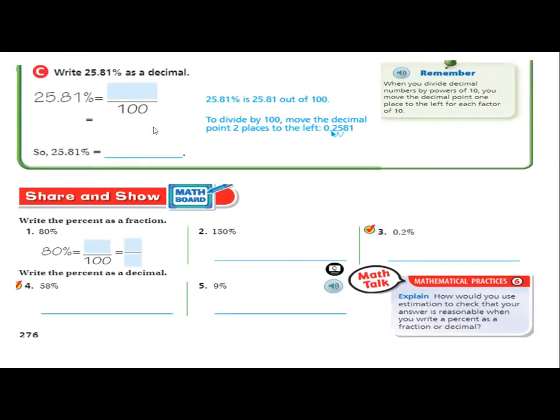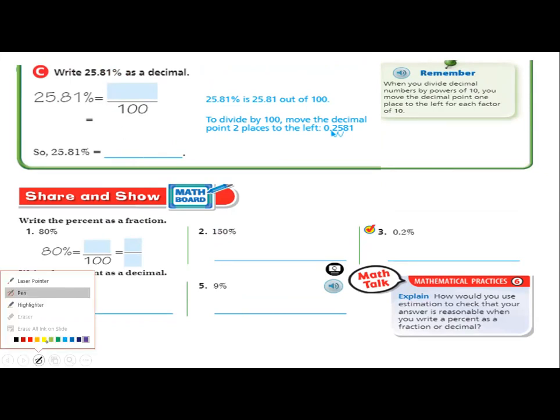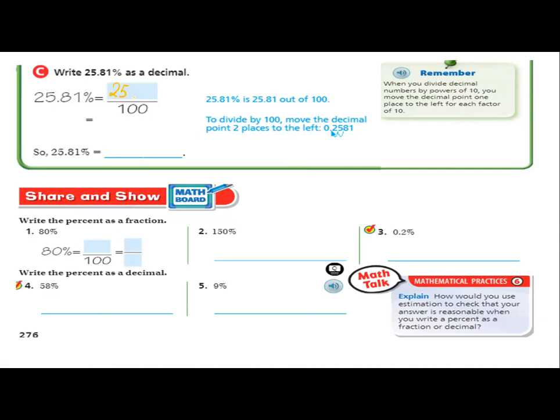What about question C? Question C, this one is 4 digits. Very, very hard. Is it 2.581? Or did I do it wrong? 4 digits, I mean 25. Am I right? That's right. 2581 out of 100. Oh, wait, no. 0.2581.